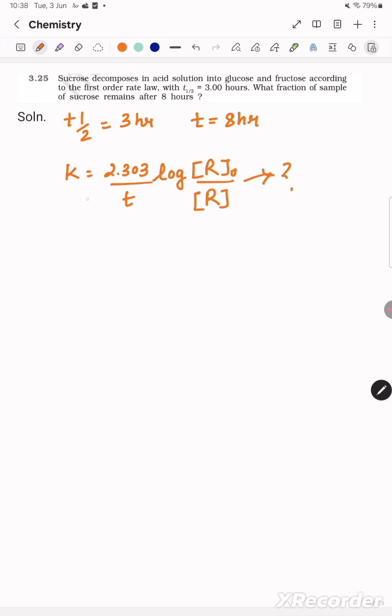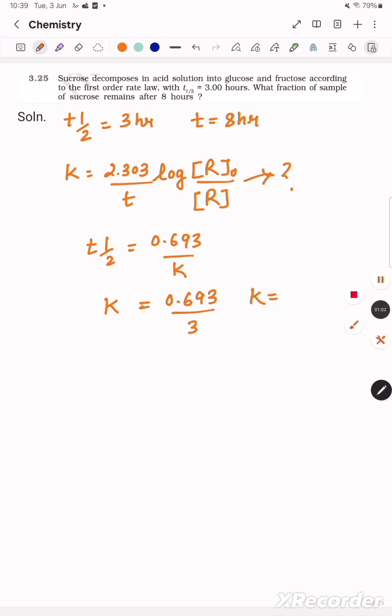So here K is not given, so we have the formula t half is equal to 0.693 divided by K. From this formula we can calculate K is equal to 0.693 divided by 3 per hour. So from this we get K is equal to 0.231 per hour.